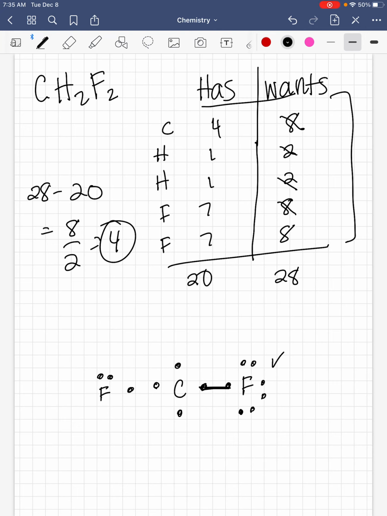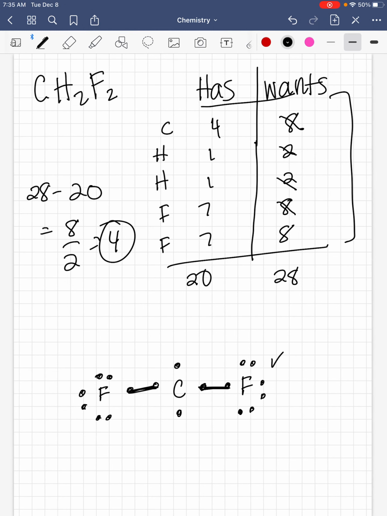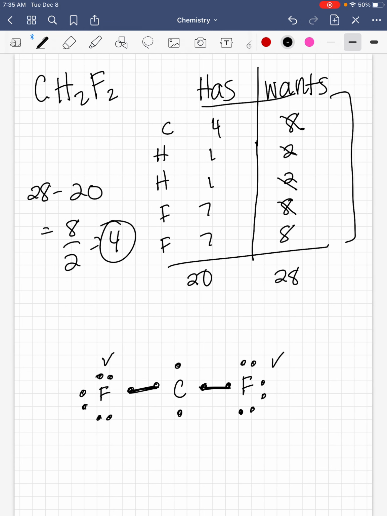I have another fluorine, so I'm going to do it on the opposite side. It doesn't matter where you put them. You can put them on the top if you prefer, or the bottom, as long as it matches the electron numbers, you're good to go. This one's 8. Then you got 2 hydrogens that I'm going to tack on at the end. There you go. This has 2, this has 2, carbon has 8.